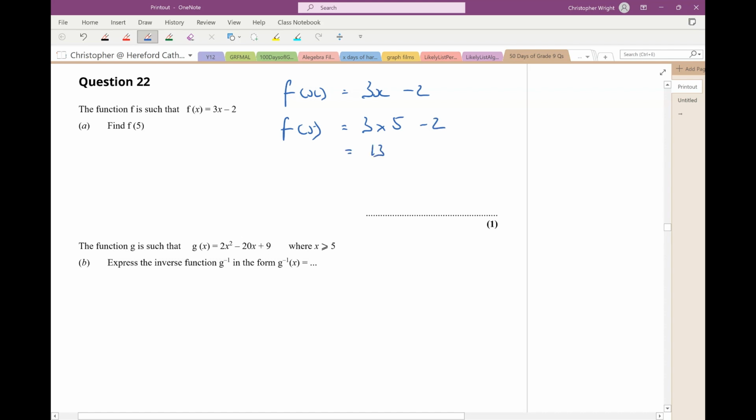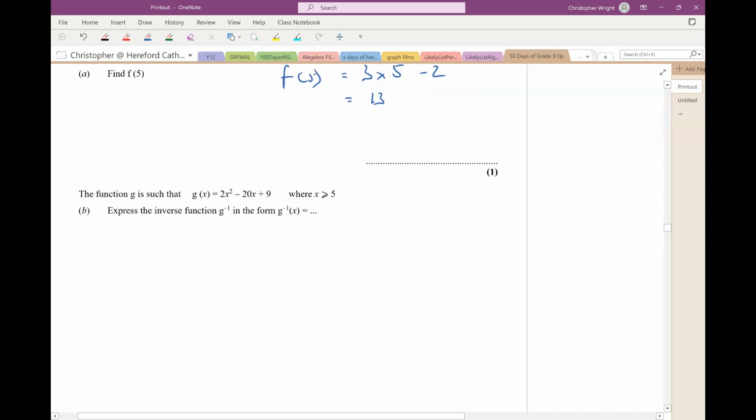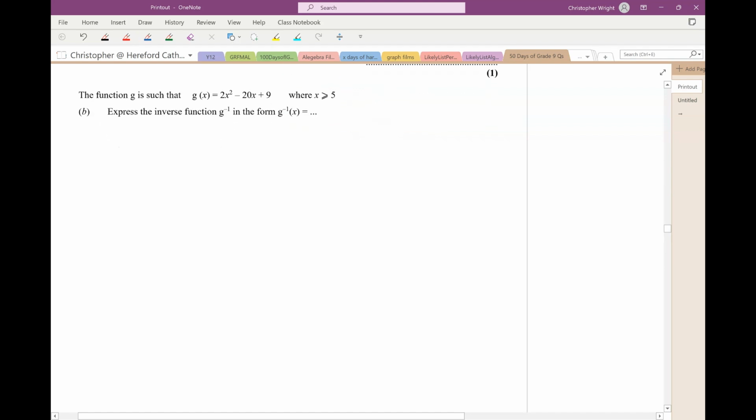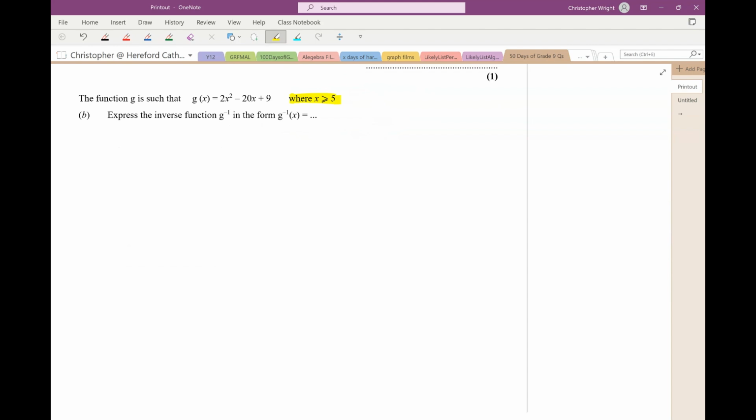Good. Okay, part B. The function g is such that g of x is 2x squared minus 20x plus 9, where x is greater than or equal to 5. That will be useful to remember later. Express the inverse function in the form g to the power minus 1 of x. Okay, we're going to start off by taking g of x and completing the square.